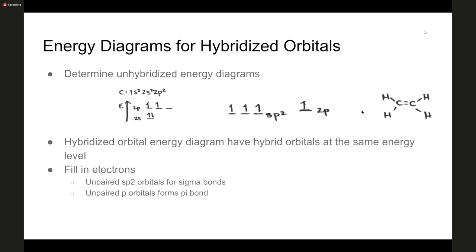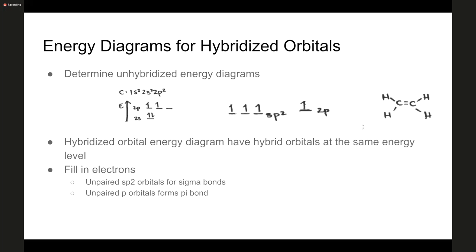Would we finish filling 2p orbitals before going back and filling the hybrid orbitals? Not sure what that refers to. If you're talking about this middle diagram, you'd first want to fill the lower energy ones before you fill the higher energy ones.